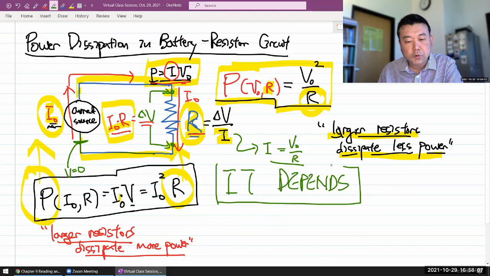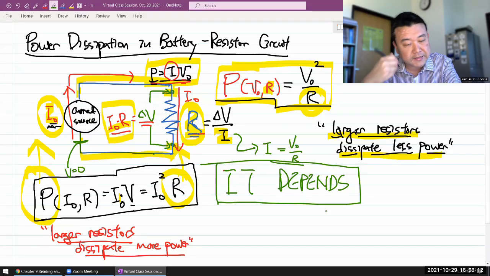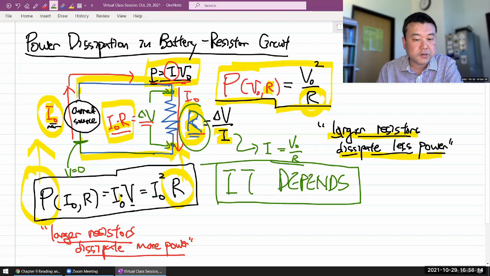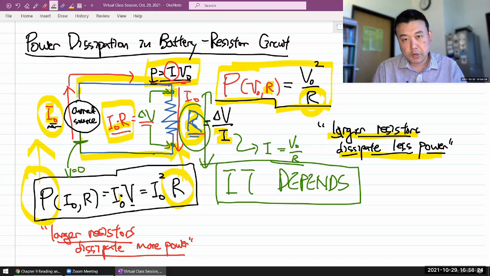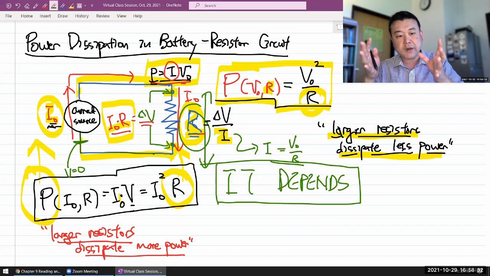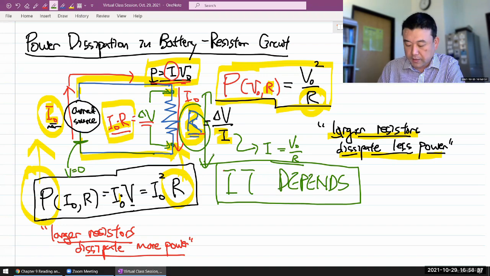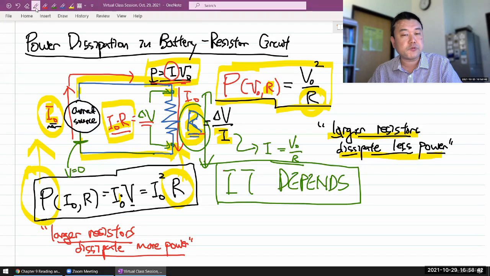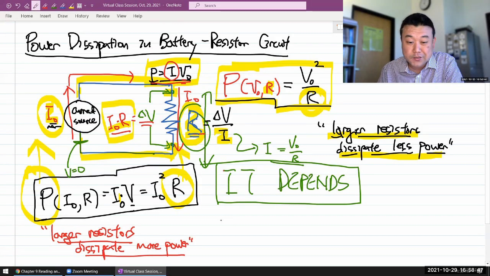If the only thing someone told you is that they are changing the resistance value, I'm taking this resistor and making it larger, or making it smaller, with that description alone, you haven't been given enough information. You need to look at additional parts of the setup to figure out more things. And as you are thinking through those different setups, you will often have three different expressions that you can consider that will be helpful. So these are the three different expressions for power.